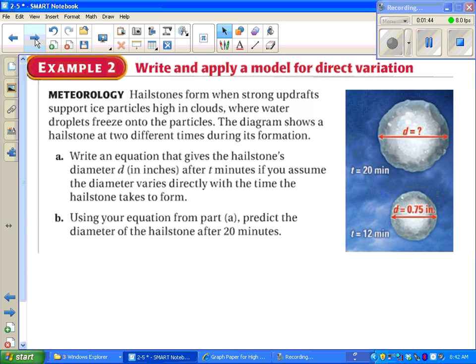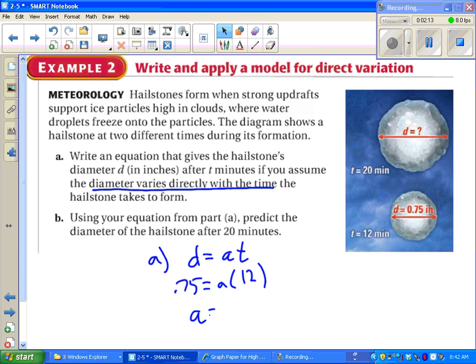Go ahead and pause the video and try to decipher what's going on in this problem. As you may have noticed, the diameter varies directly with the time. So for part A, we should be able to write something like diameter equals a times t. We don't know what a is yet, except we can figure it out just like we did in example 1. From the picture, we know that when the diameter is 0.75, t is 12. So we can solve for a.